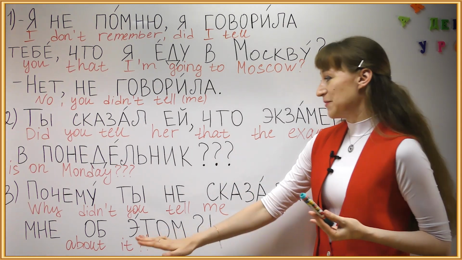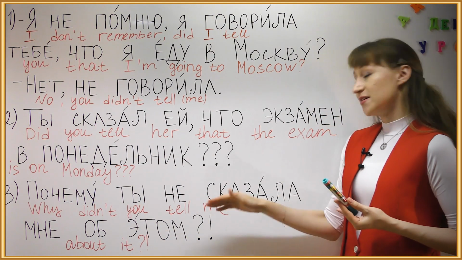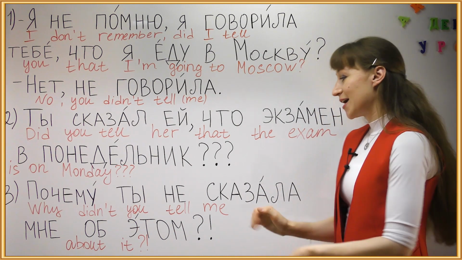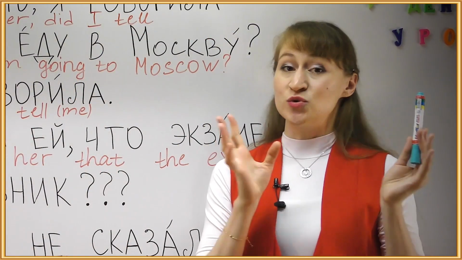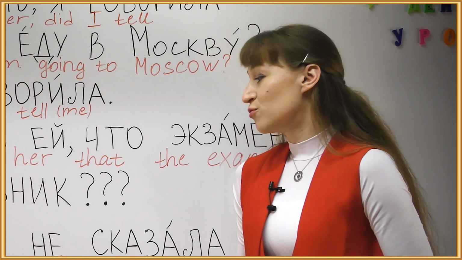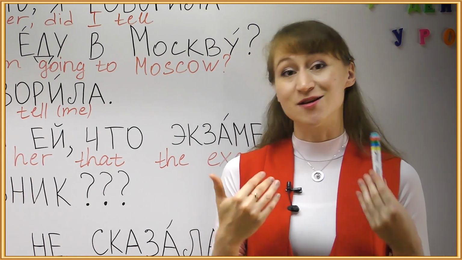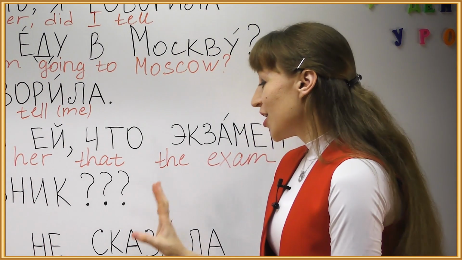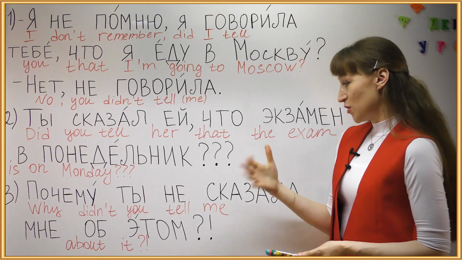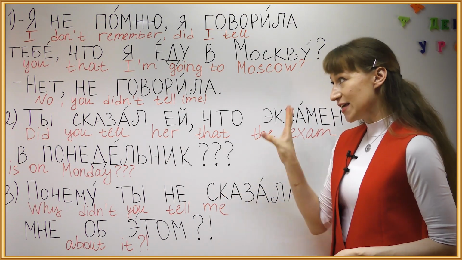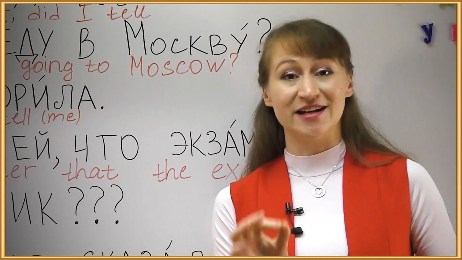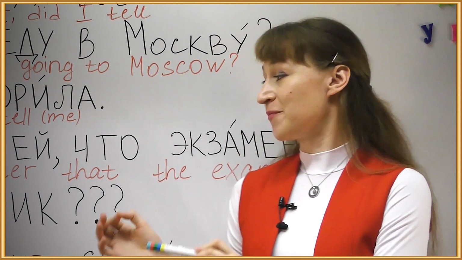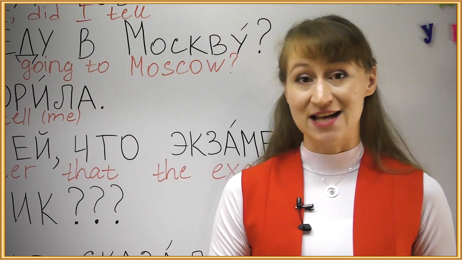Same example, number 3. Почему ты не сказала мне об этом? Why didn't you tell me about this? So you didn't tell me, and now I'm experiencing the consequences of this. And maybe these consequences are bad. So you should have told me. Why didn't you tell me? So if you want to underline this point, that somebody should have told something, you will use the verb сказать.